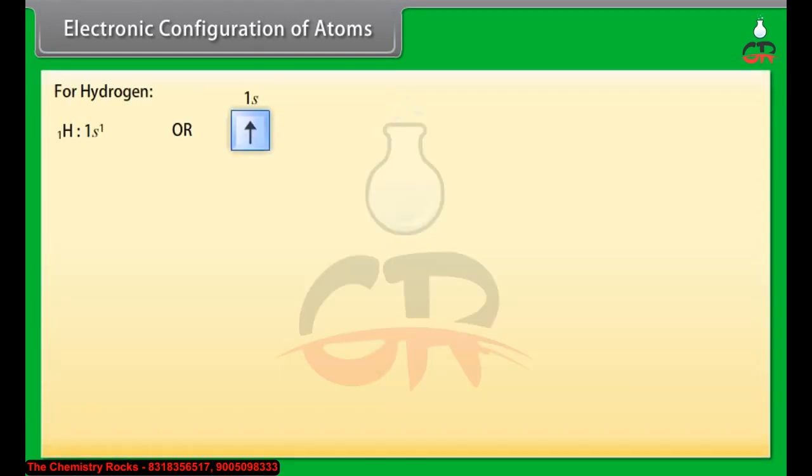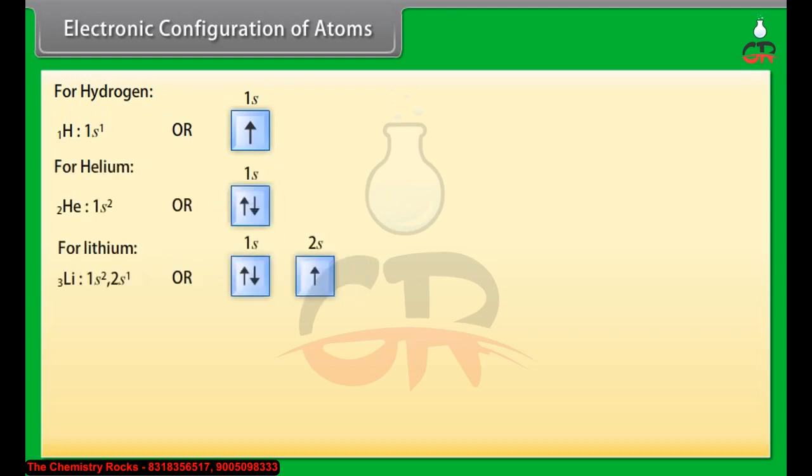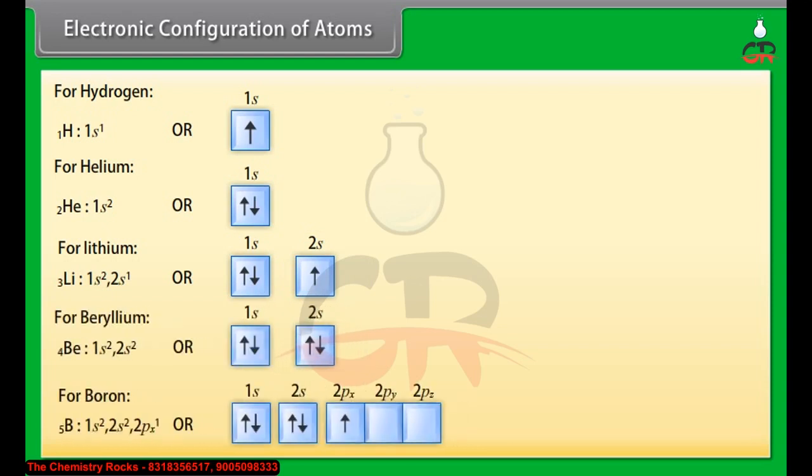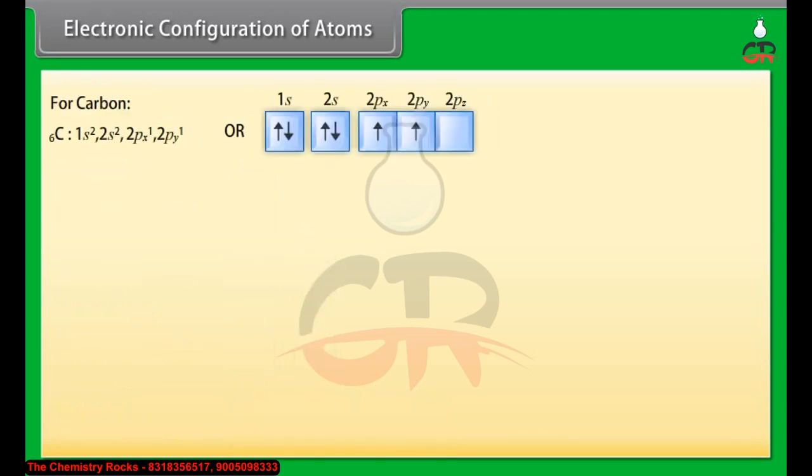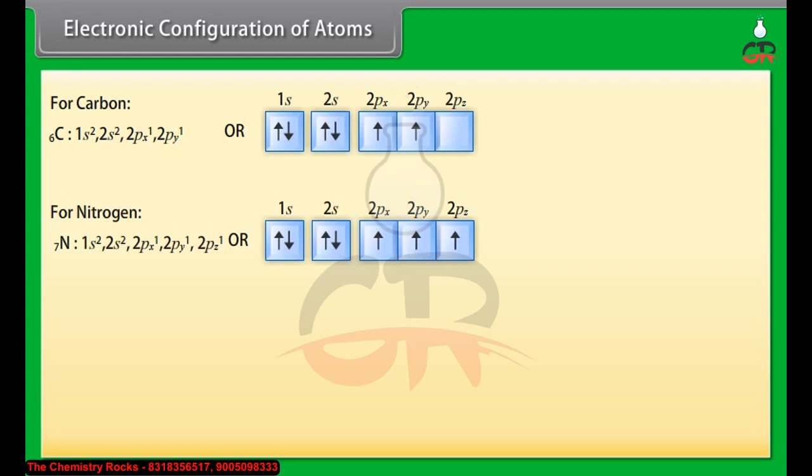for helium, for lithium, for beryllium, for boron, for carbon, for nitrogen, for oxygen.